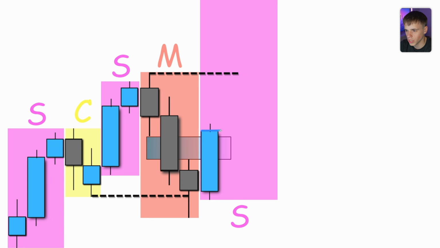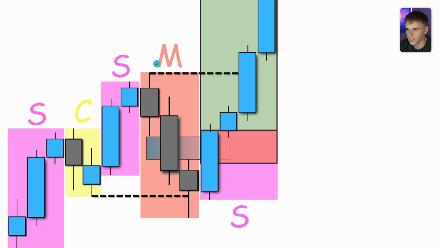So when we get a body closure above the fair value gap, so this is the body of the candle right here, it needs to be a closure, not just a breakout of a fair value gap, but a closure of the candle that confirms the disrespect of the fair value gap. Then what we want to see is a move to the upside, of course targeting some kind of highs in the market, because at highs and lows are going to be stop losses.